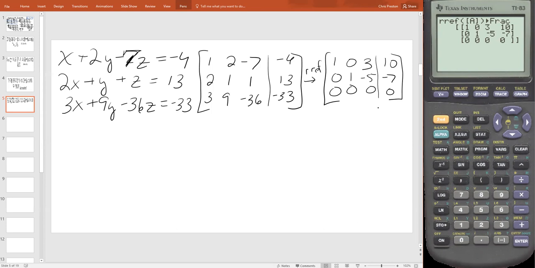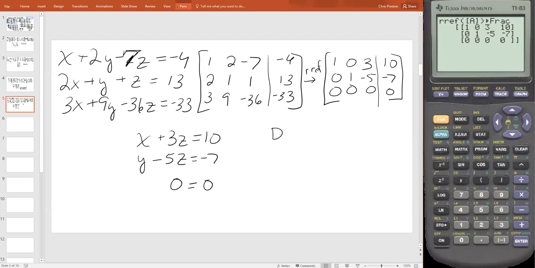All right, so remember that was a little separator. So first column is your x's, second column is your y's, z's is the third column, and then what it's equal to. So I have an x plus 3z equals 10. I have a y minus 5z equals -7. Now in this bottom row, I have 0 x's, 0 y's, 0 z's equals 0 on the other side. Well, that is a true statement. 0 equals 0. This system is dependent.